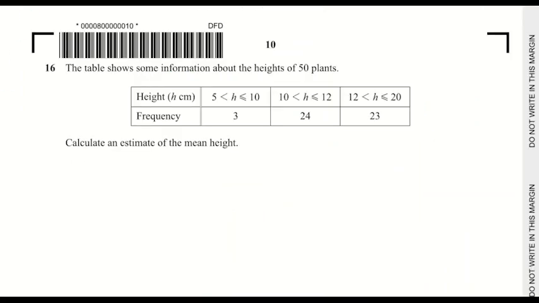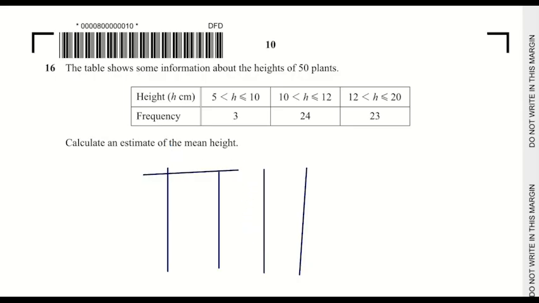That is question 16. The table shows some information about the height of 50 plants. As you can see from the table, calculate an estimate of the mean height. So what you can do, let's form another table. So we can have some lines here. So we need to find the average of the heights. So that will be the value of x. Then we need to find the product of the averages and the frequencies, right? So that will help us a lot.